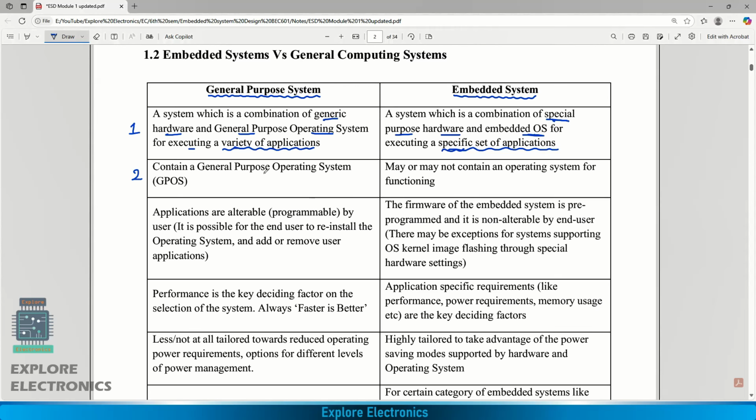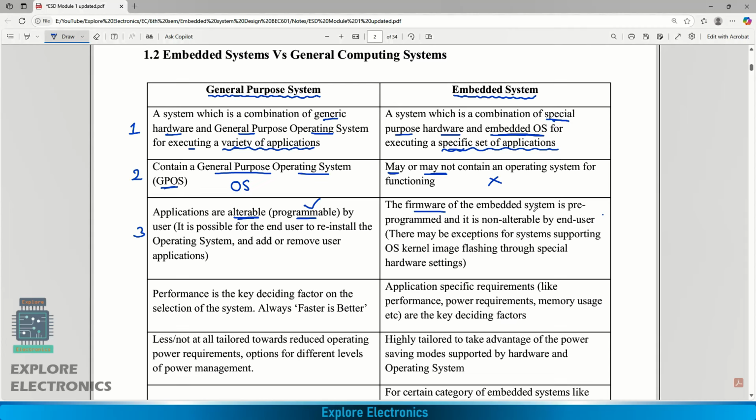The second thing is with respect to the OS. Here the general purpose system contains a general purpose OS, GPOS we call it, but an embedded system may or may not contain an OS. Sometimes it will have an embedded OS inside, otherwise there will be no OS at all. But in the general purpose system, the CPU requires an OS, correct? Then comes the third difference. The applications in the general purpose system are alterable. You can use a general purpose system for doing any other application depending on the programming. So this is programmable. The embedded system is one-time programmable. It can't be reprogrammed.